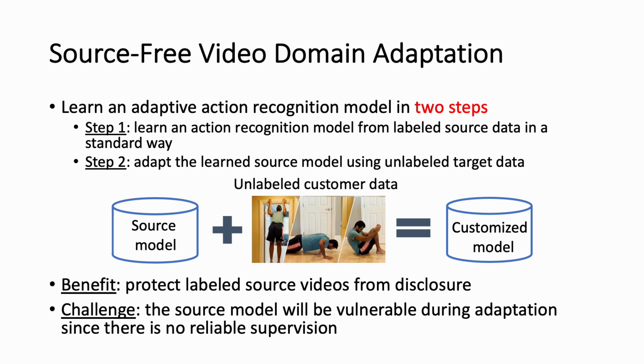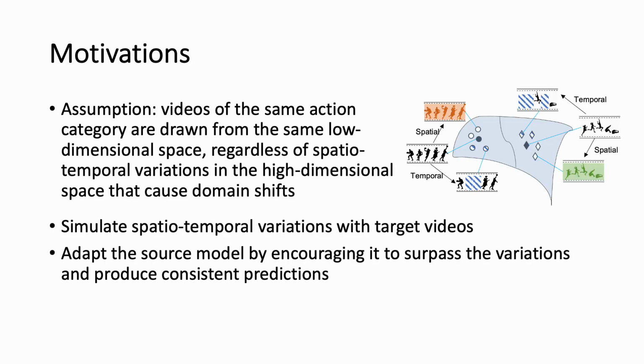The benefit is that in this way, we can protect the labeled source data from being disclosed to the public, and so we can protect the privacy. However, this brings some challenges because during the adaptation process, we have no reliable supervision signal at all, which makes the source model very vulnerable during the adaptation process.